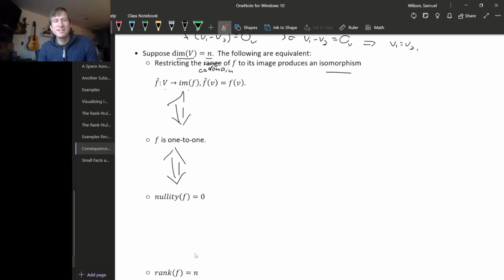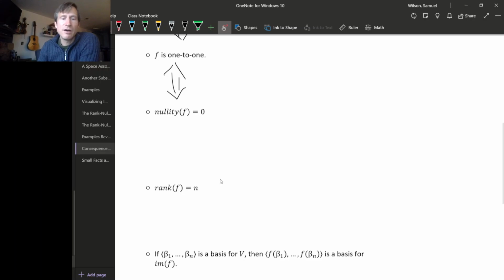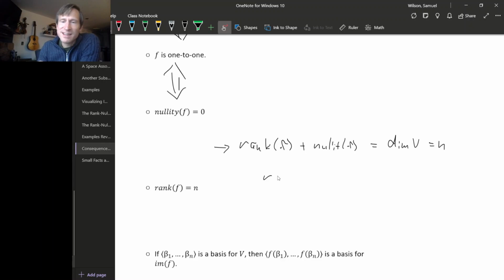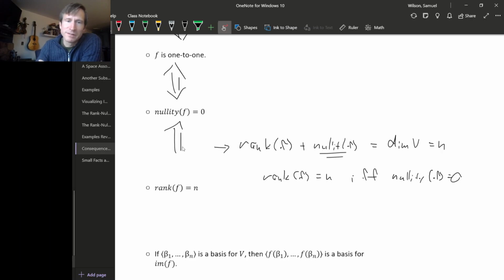So last thing to show is that this is equivalent to the rank of f being n. Well, remember, we have the rank nullity theorem. The rank of f plus the nullity of f is equal to the dimension of v, which we said was n. So looking at this equation, you can see that the rank of f is equal to n if and only if the nullity has to be 0. So that proves that these two are equivalent.